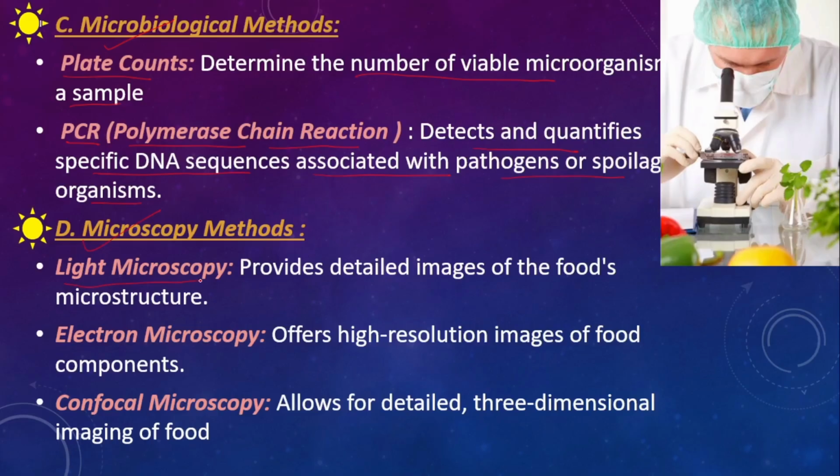In this we see the light microscopy. It provides detailed images of the food's microstructure. Electron microscopy. It offers high resolution images of the food components. And confocal microscopy. Detailed and three-dimensional imaging of the foods can be seen here.